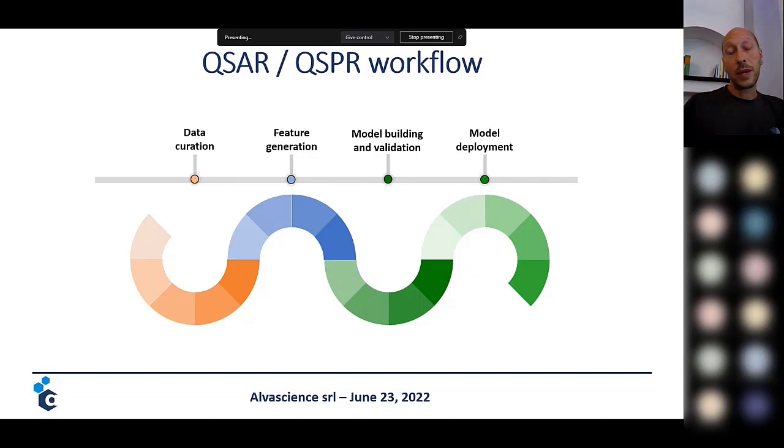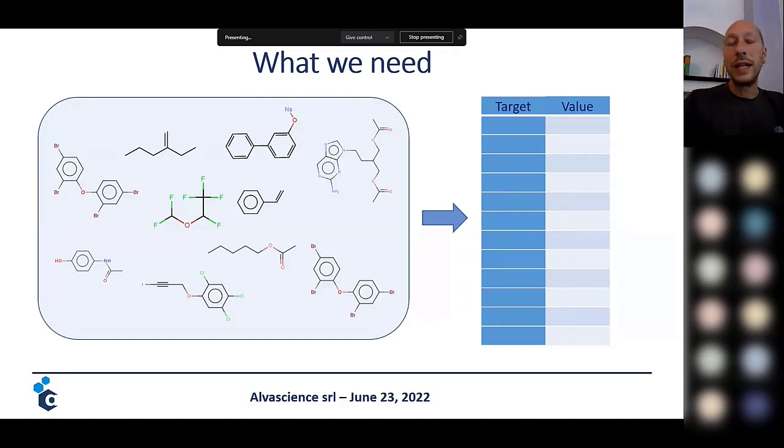The QSAR, QSPR workflow can be split in 4 different steps: data curation, feature generation, model building and validation, and finally the model deployment. We will briefly have a look at these 4 steps, and then we will see the examples. So what we need before we start, we need a data set of molecules that can be taken from the literature, from online public databases, or from experimental data, or eventually also from internal data that are experimentally taken by your organization or university.